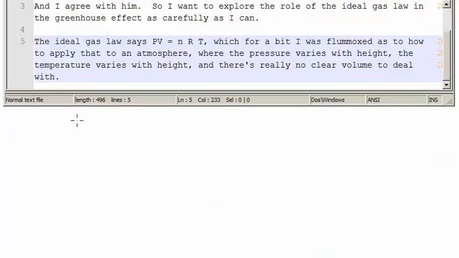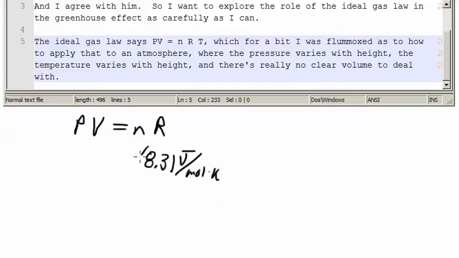The ideal gas law says that pressure times volume equals the number of moles in the container times the ideal gas constant, which is 8.31 joules per mole Kelvin, times the temperature in Kelvin. For a bit I was flummoxed as to how to apply that to an atmosphere where the pressure varies with height, the temperature varies with height, and there's really no clear volume to deal with.